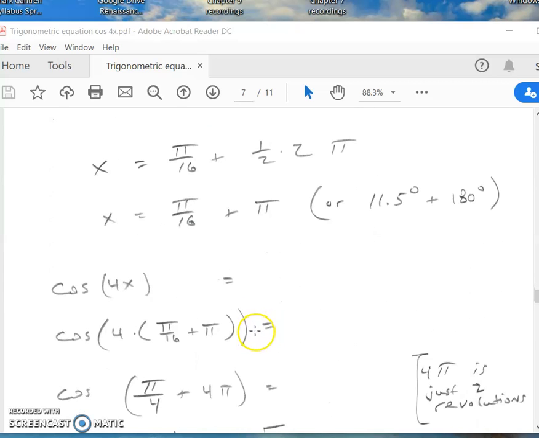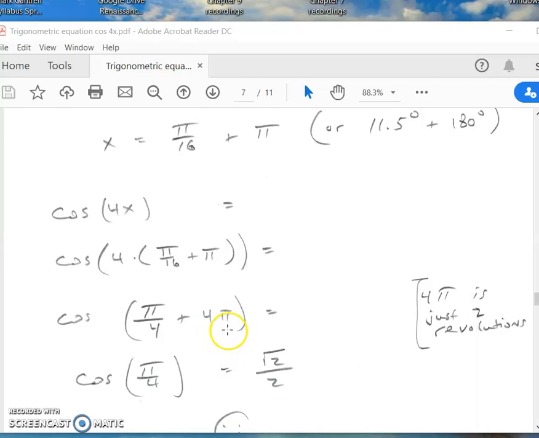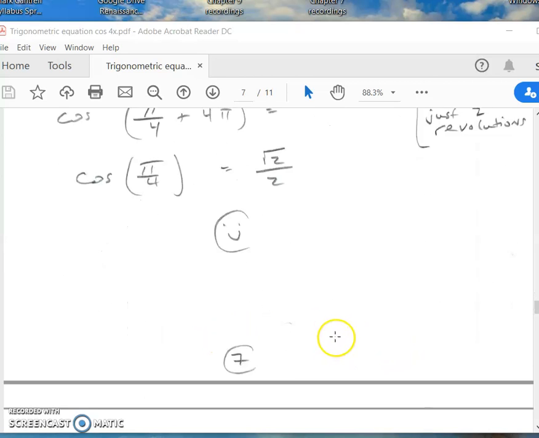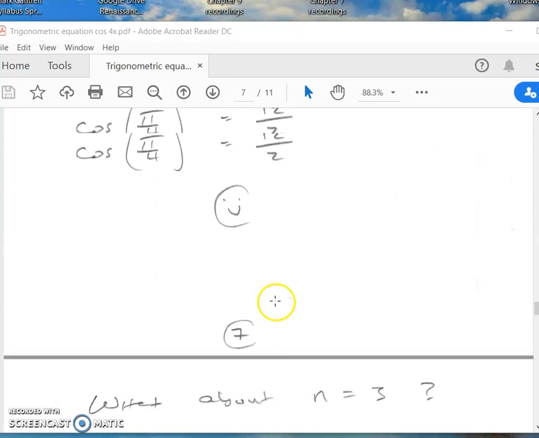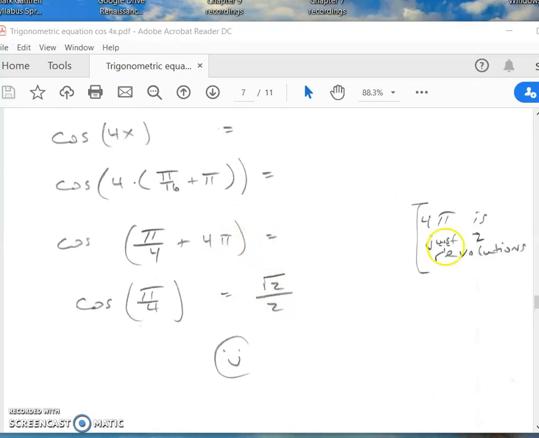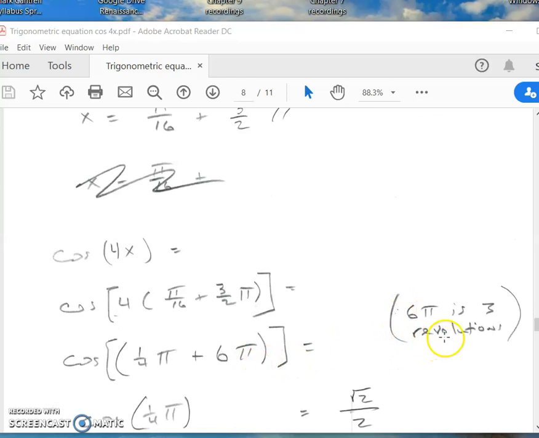Same thing down here. When it's 4 times pi, you get 4 pi. That's 2 revolutions. When you get down here, it's 4 times 3/2 pi. That's 6 revolutions. Or I'm sorry, that's 6 pi. Well, 6 pi is 3 revolutions. I hope I said that right up here. Anyway, 4 pi is 2 revolutions. 6 pi is 3 revolutions.